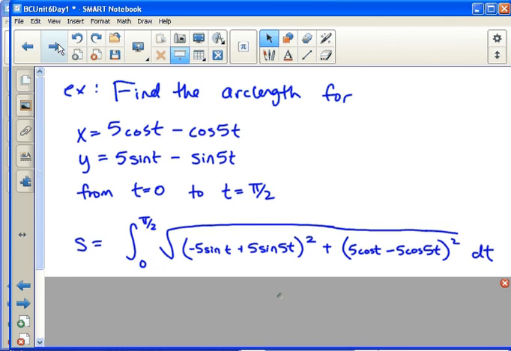And then notice I've taken the derivative. Negative 5 sine t plus 5 sine of 5t is the derivative of x. It's x prime. And then I square that. Plus y prime, that's the derivative of y. Square that. You can plug it in your calculator and you should get 10.